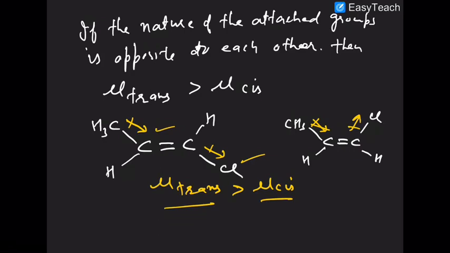while in case of the cis isomer, the two bond moments are at an angle of 120 degrees, but in the first case, that is the trans isomer, the angle is 0. So that's why the trans isomer has greater dipole moment than the cis isomer, only if the nature of the attached groups is different from each other. Here one group is electron releasing, the other is electron withdrawing in nature.